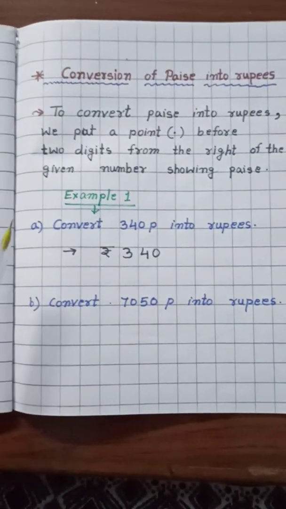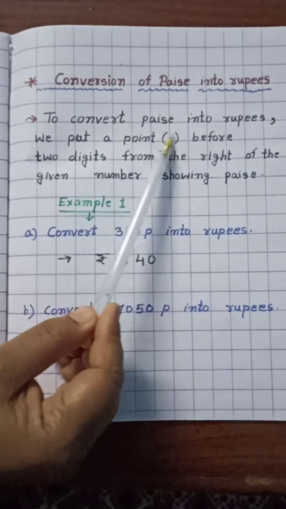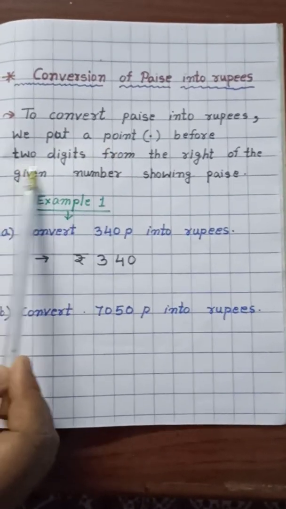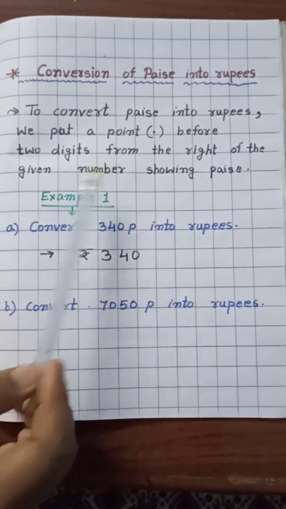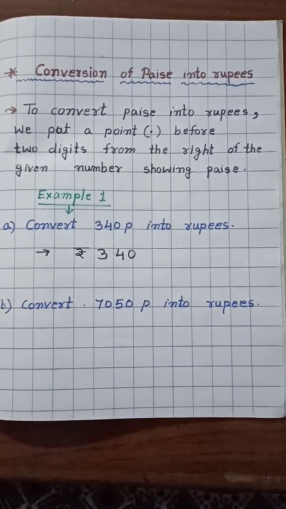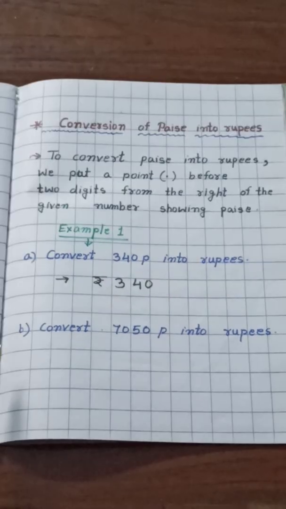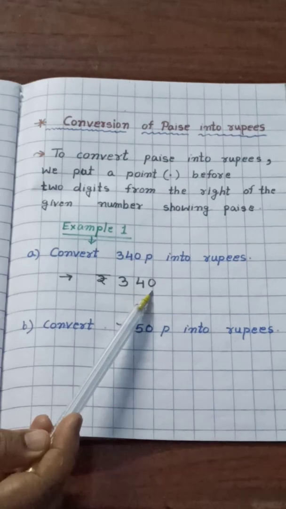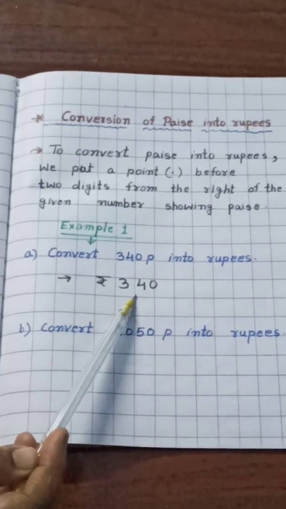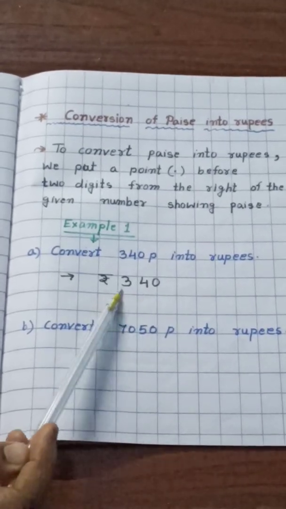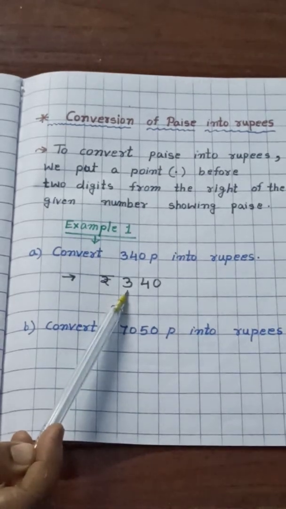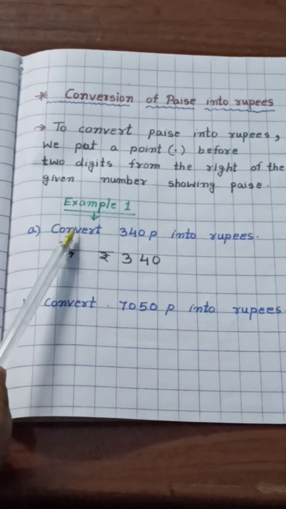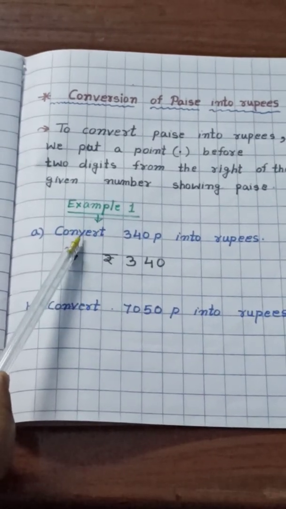So let's start. To convert paise into rupees, we put a point before two digits from the right of the given number showing paise. That means the number formed by the ones and tens digits gives the paise, and the remaining number gives the rupees. Let's understand this with the help of a few examples.